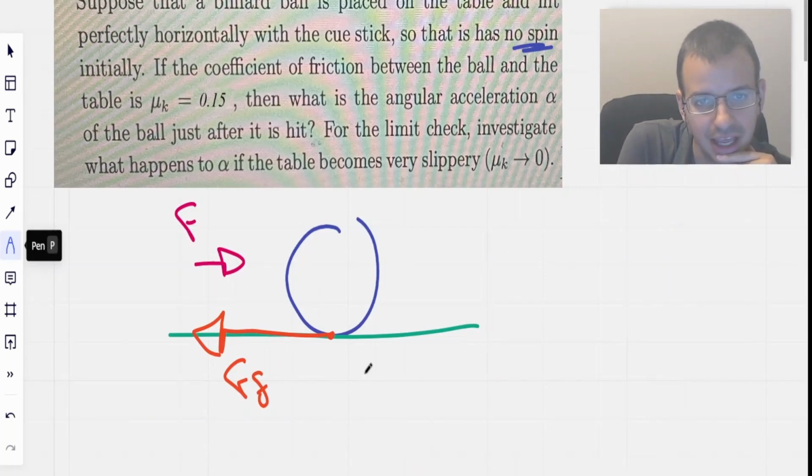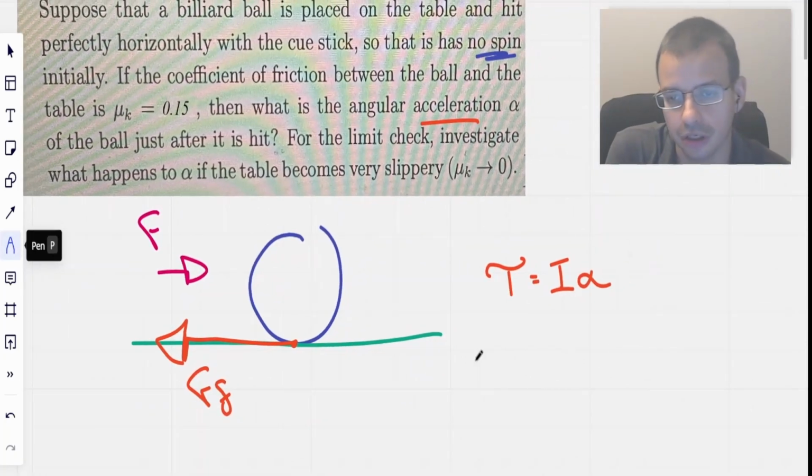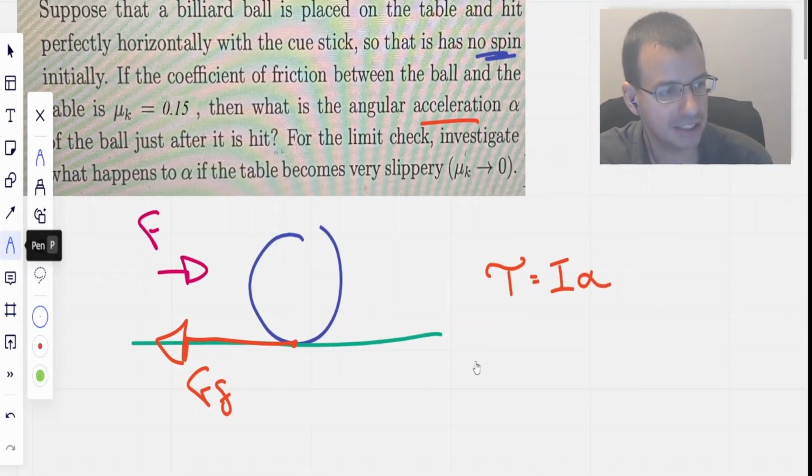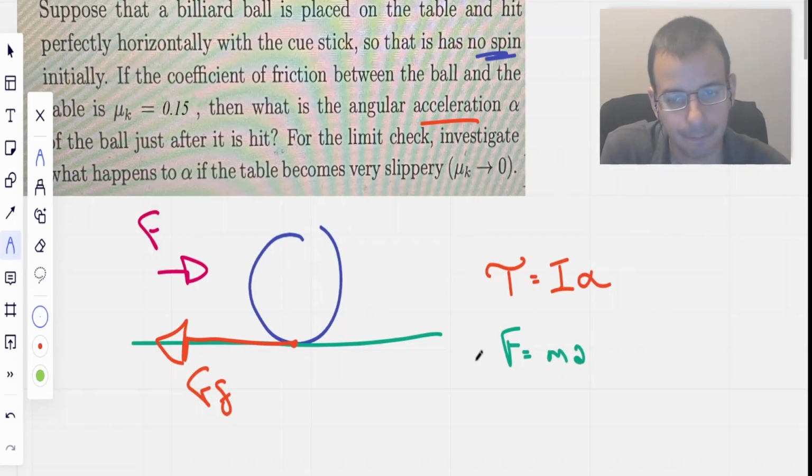All right, so from here we're concerned with angular acceleration. Angular acceleration comes from torque. Torque is moment of inertia times alpha, where alpha is the angular acceleration. Another definition of torque, so this is basically Newton's second law: we have F equals ma, but instead of mass, we use moment of inertia, and instead of acceleration, we use angular acceleration, basically the angular equivalent.